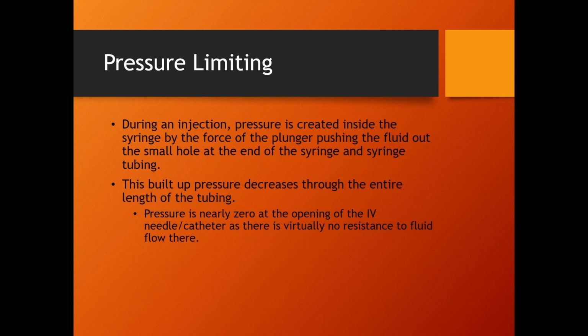This is not in the patient. 300 PSI does not get in the patient, all right? This is a CT injector. It only goes up to 300, 325 PSI. Angio injectors go up to 1,000 or 1,200 PSI. 1,200 pounds of pressure in the syringe. That's how hard they want to shove this fluid out of here. Obviously, that is not to the patient.